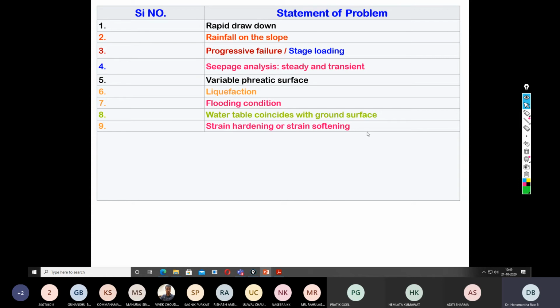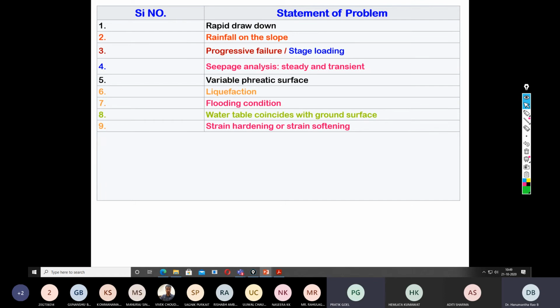This is with respect to the material. So we may analyze for the flooding condition, or we can also think of what happens during the rainy season when the water level is reaching the ground surface. So, for example, variable phreatic surface. For all reservoirs, you must analyze for variable phreatic surface because your water level keeps on increasing and decreasing. During the rainy season, there is a full reservoir level, and it constantly decreases. As the water level recedes, there is a change in the phreatic surface also.